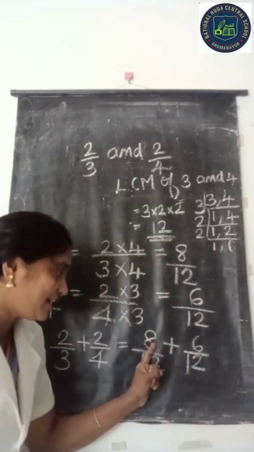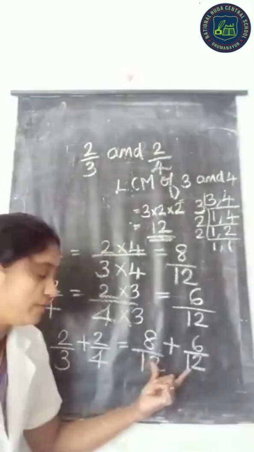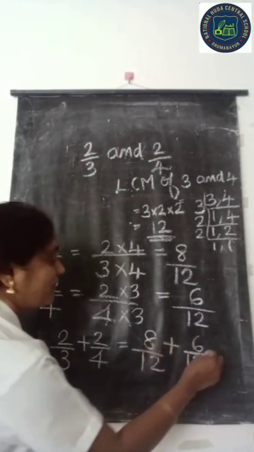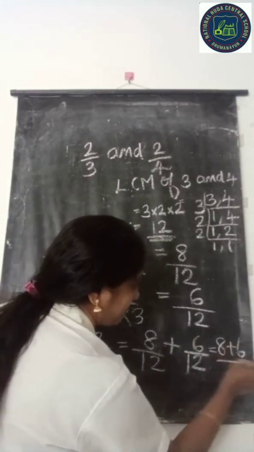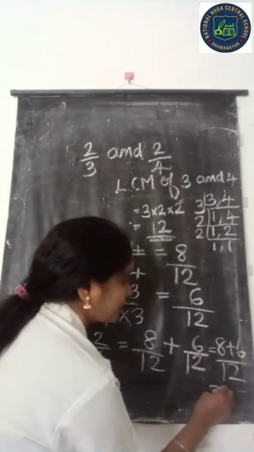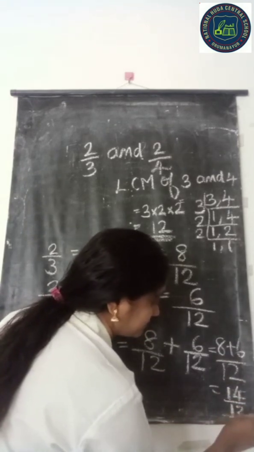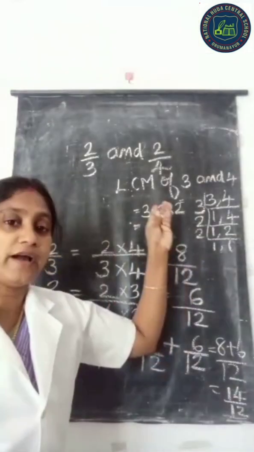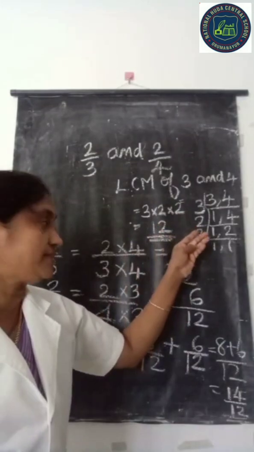That is, here it is 8 by 12, here it is 6 by 12. Now the denominators are equal. That is, these two became like fractions. Now we can add 8 plus 6 by 12. So that is equal to 8 plus 6 equal to 14 by 12. So first we have to find out the LCM. Then we have to make the denominators as the LCM.